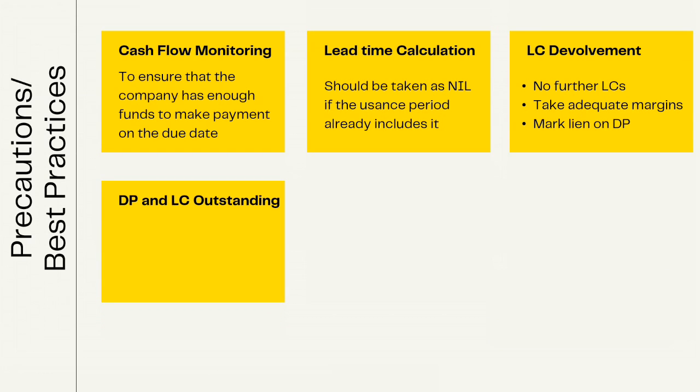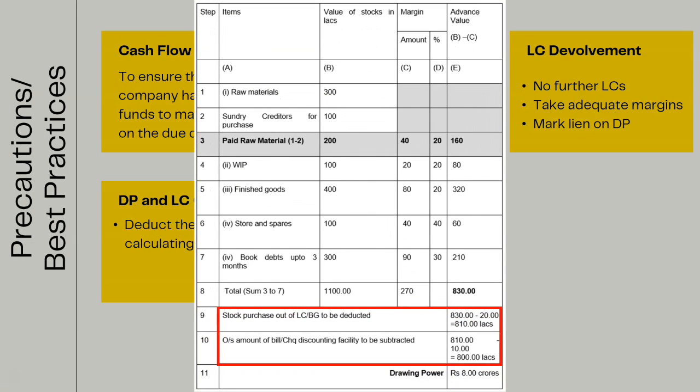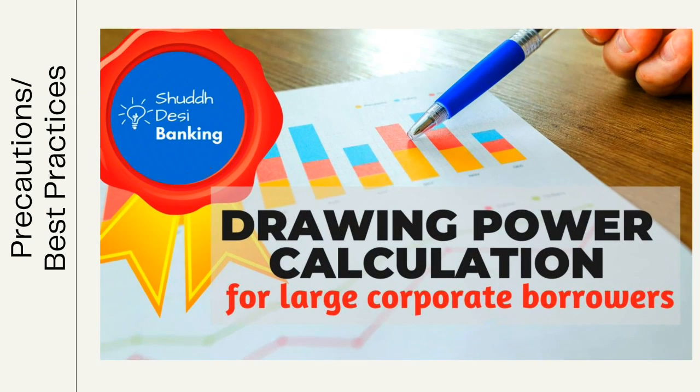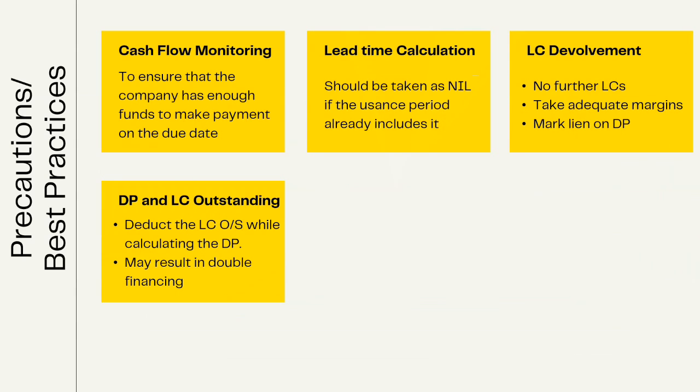If you have sanctioned fund-based working capital limit and LC limit together, don't forget to deduct the LC amount outstanding while calculating the drawing power. Otherwise, you will end up double financing the same set of raw materials. If you want to learn more about drawing power calculation for large borrowers, you can check out our earlier tutorial on the same. I hope that will be useful.